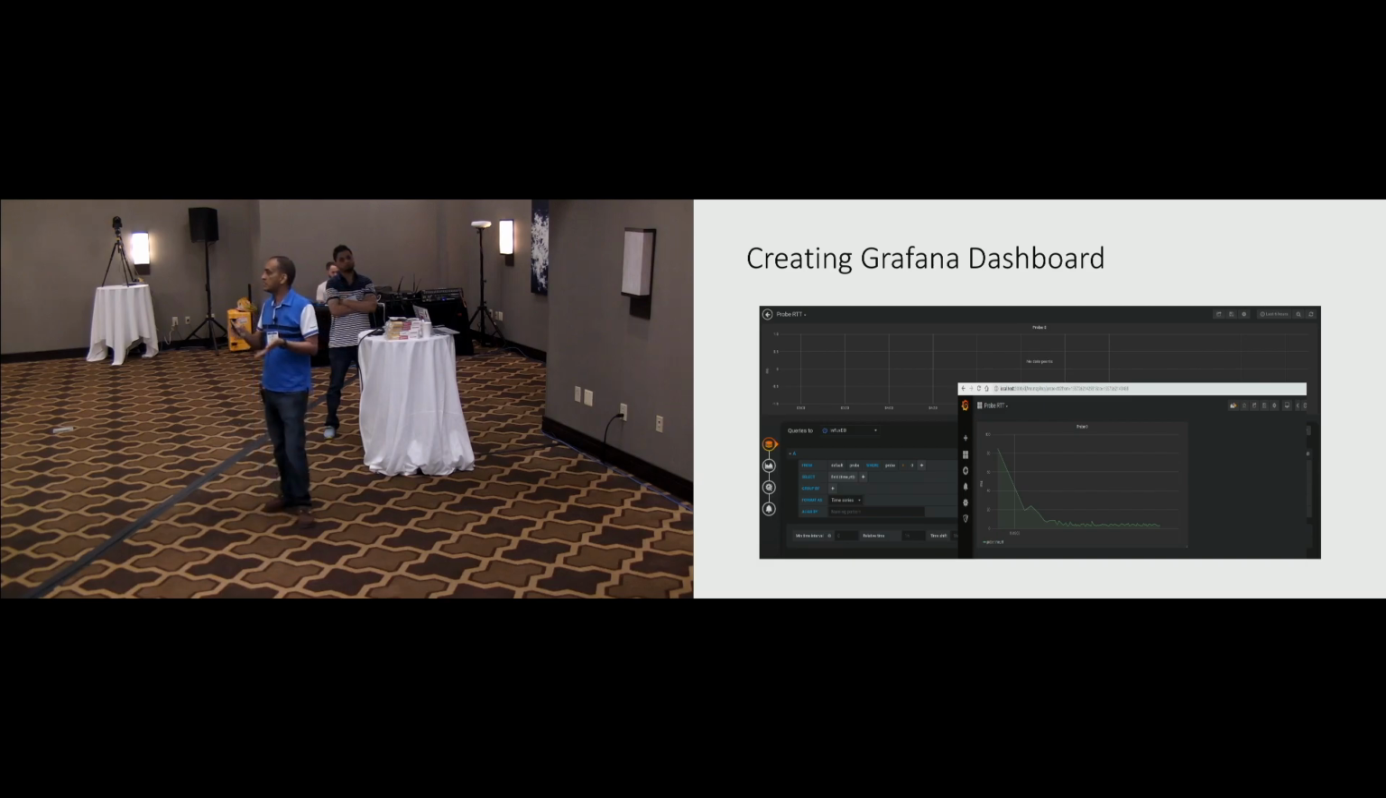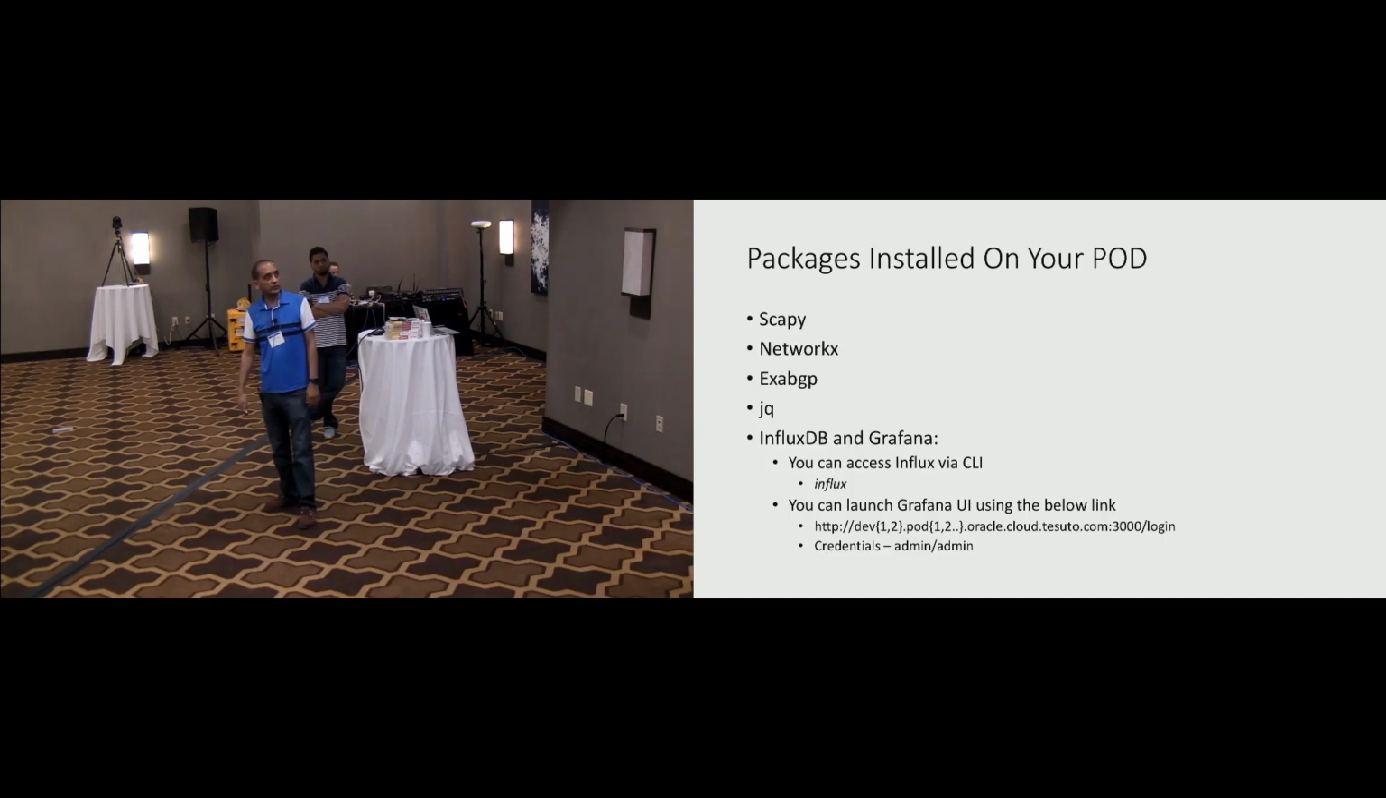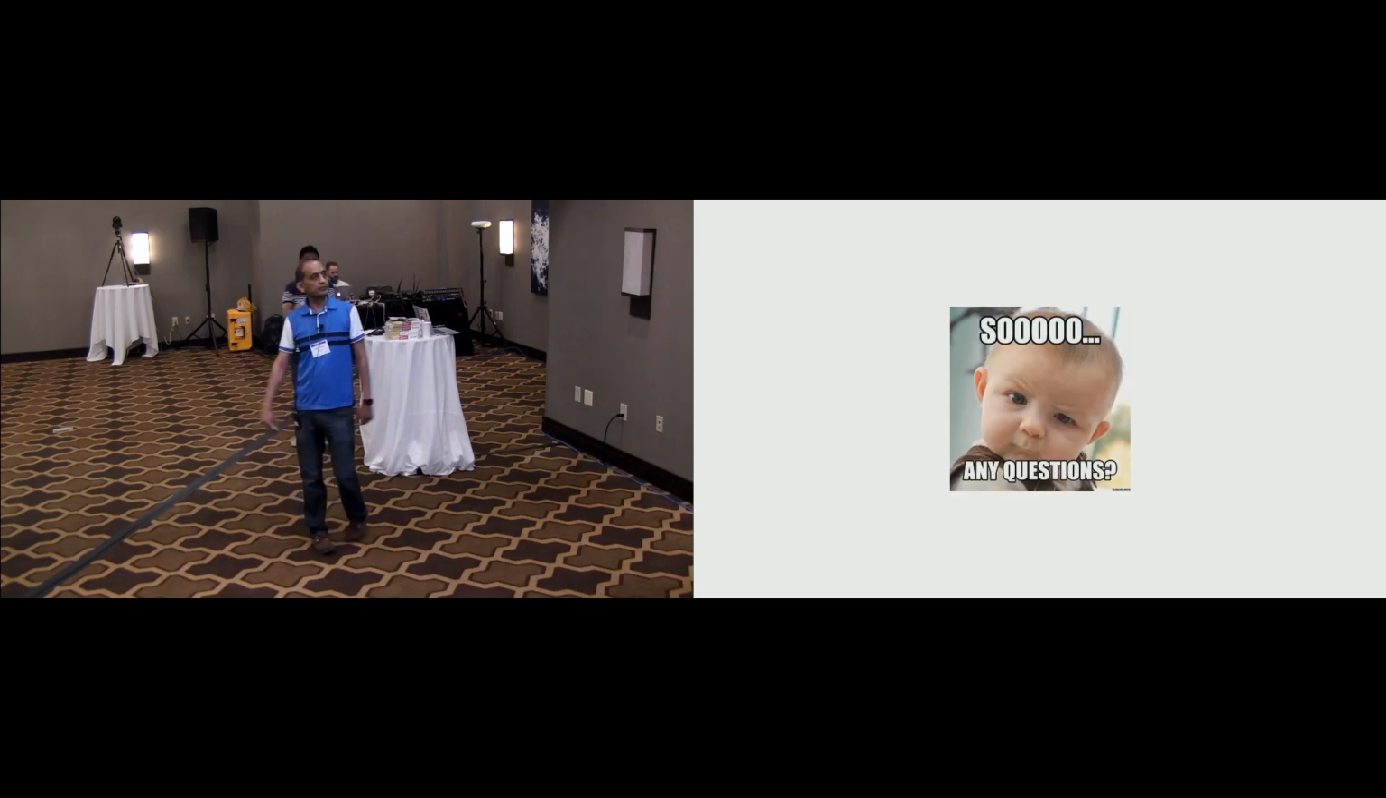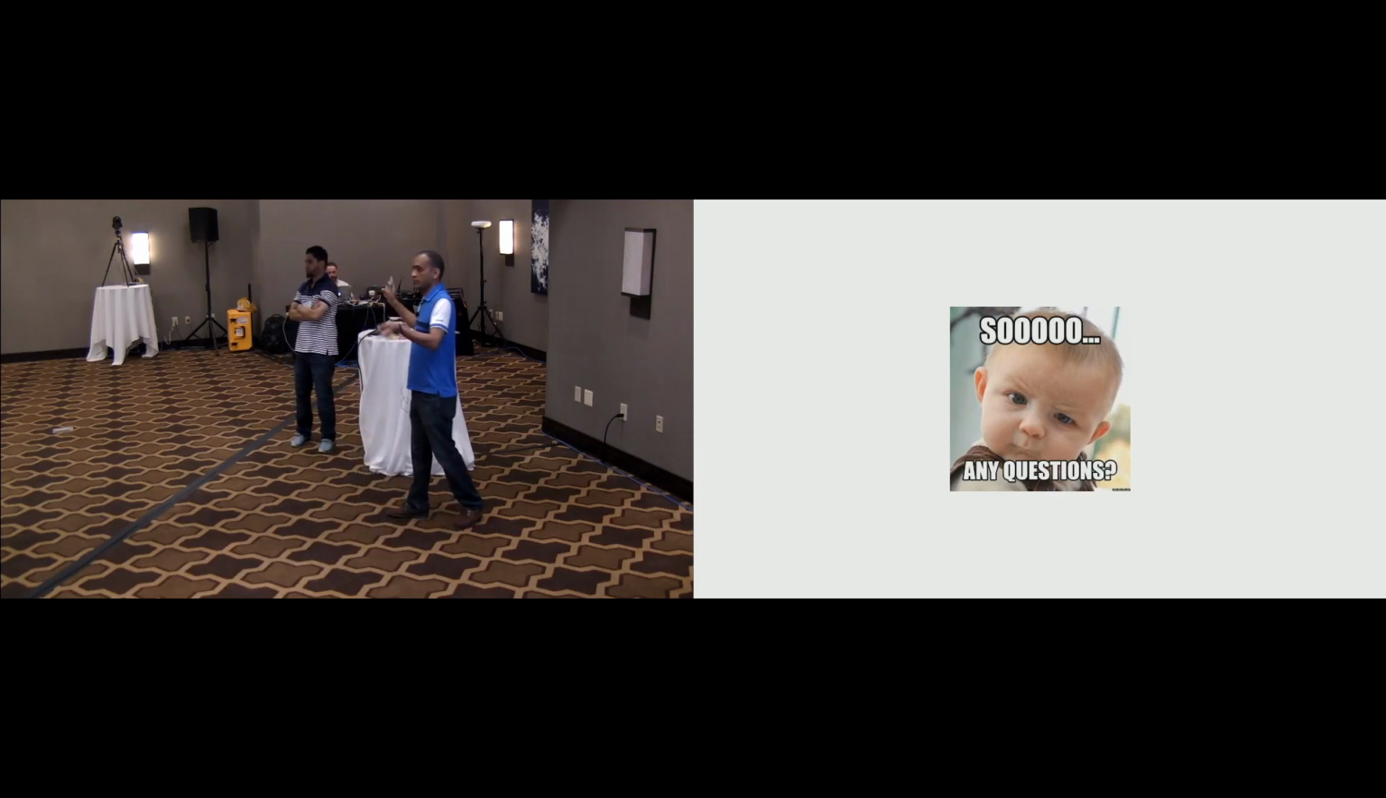So in Grafana, you have panels, and you can create the panels. You can specify the query, like what probe, what value you have to look for. You can create multiple panels. So play with it. If you reach the bonus stage and you need help, we are here. We can point to tutorials or write them. There are already some links there, or we can help you create the dashboards. So these are the packages already installed on the pod: Scapy, NetworkX, XRv, jq, Influx, and these are the credentials and the login details. Questions for both of us?